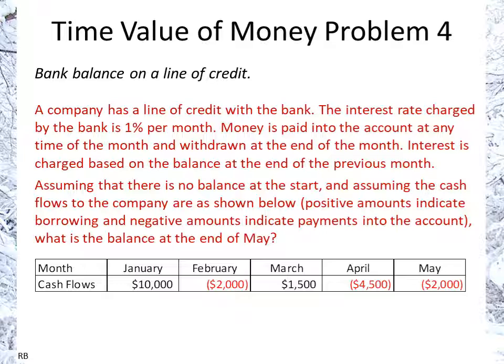Assuming there's no balance at the start, before January that is, and assume that the cash flows to the company are shown as below. So positive amounts indicate borrowing and negative amounts indicate payments into the account. What is the balance at the end of May?